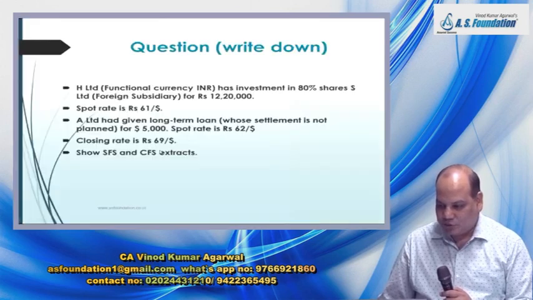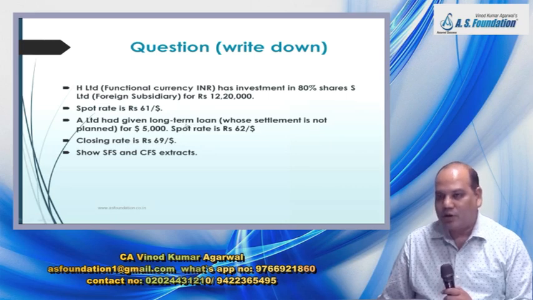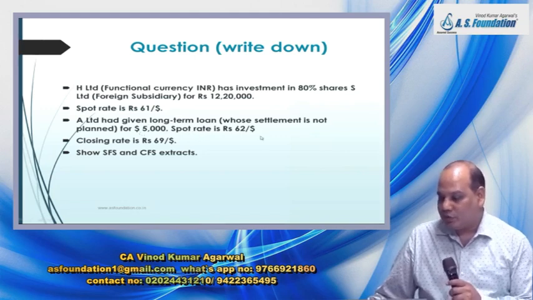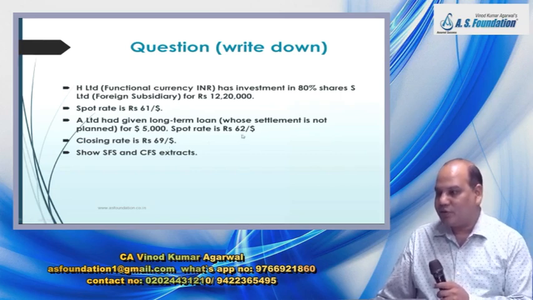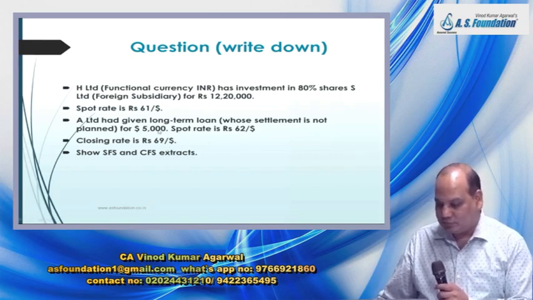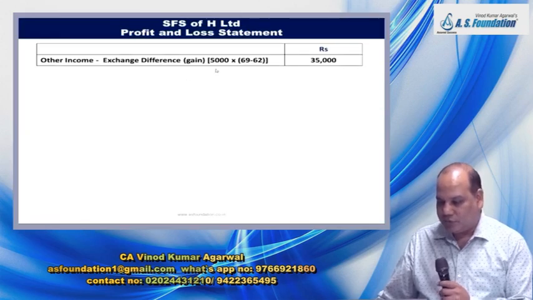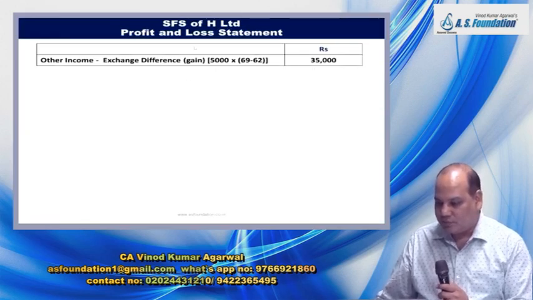Okay. So now you see it is a net investment in a foreign operation because it is a loan given to a subsidiary whose settlement is not planned. So it is in the nature of equity investment, but it is a monetary item. So hence we are going to apply 69 minus 62, 7 into 5,000. How much will be the exchange difference? 35,000. Treatment in SFS: it will be shown in profit and loss statement as other income.